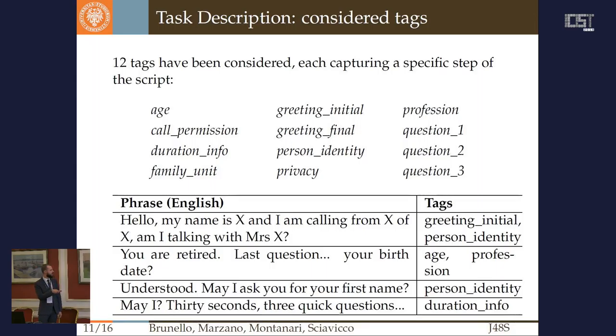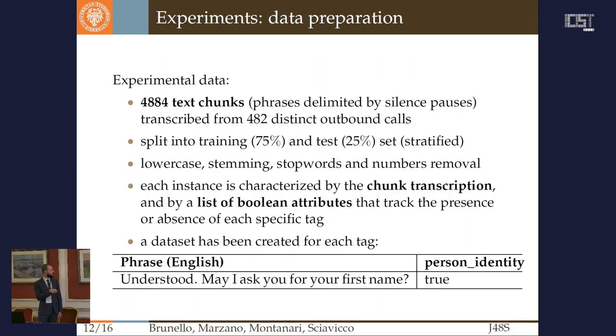As for the considered tags, there are 12 of them. For example, if we look here in the table at the second row, we can see this phrase, "you're retired, last question, your birth date." This phrase contains basically two tags. The first one is the age tag, meaning that the agent has asked the called person for his age here. The other tag is profession, because this phrase contains some data regarding the profession. In this case, the person is retired. And so on, also for the other tags.